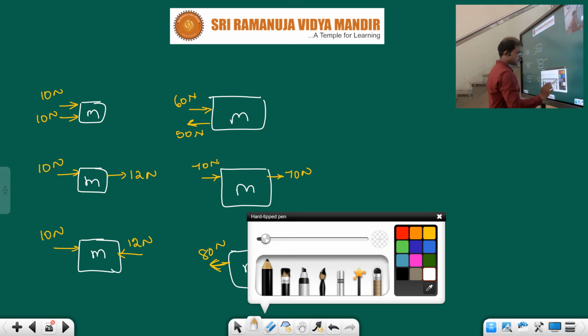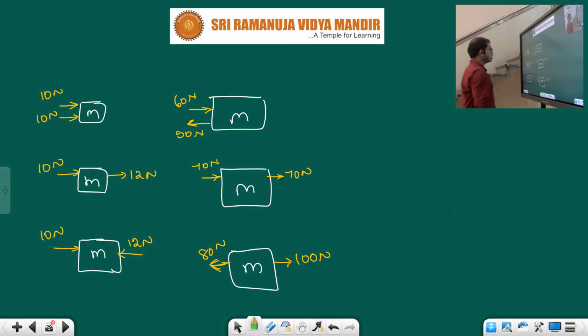Okay, there are different cases here. What's our target? We need to find out what is the net force acting on each block. Clear? See, children, here both 10 newtons are acting in the same direction. So here what is the net force, children? 20 newtons. Next, in this case 10 newtons and 12 newtons. Again both are in the same direction, towards right. So 10 plus 12, 22 newtons.